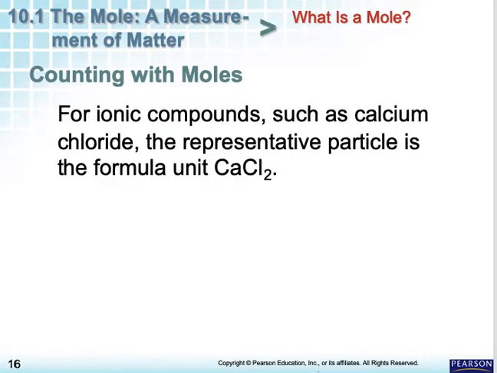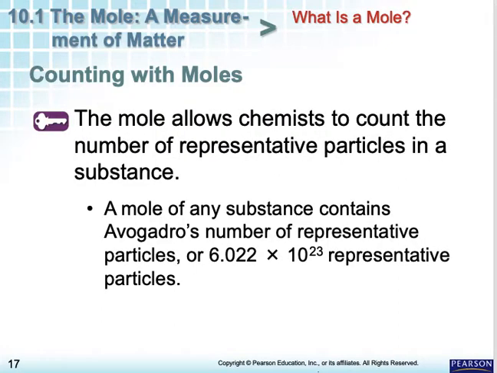For the ionic compounds such as calcium chloride, the representative particle is called a formula unit. You'll probably hear me call it a molecule. It really doesn't matter. I'm not going to be particular on this. The mole allows chemists to count the number of representative particles because a mole of anything is 6.022 times 10 to the 23rd particles.